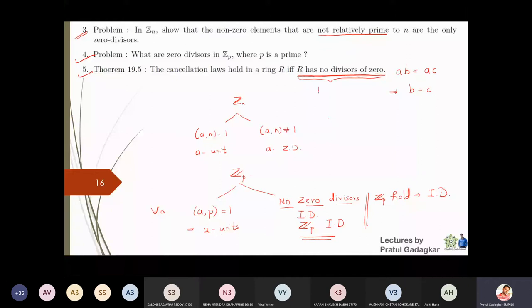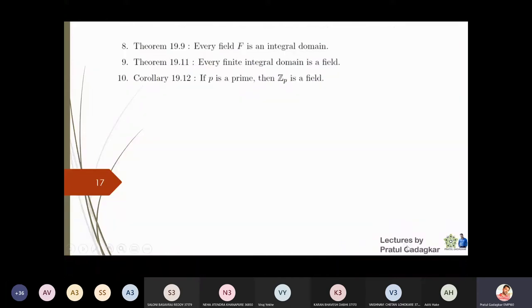Remember that in ring theory, now you have to be careful. If you want to apply the left cancellation law or the right cancellation law, the ring must be an integral domain. Only then you can use the cancellation laws. We will not prove this particular result, but we may use it somewhere in future. Now this theorem we have already mentioned in the previous lecture, that every field is an integral domain. So I don't need to talk about anything on this.